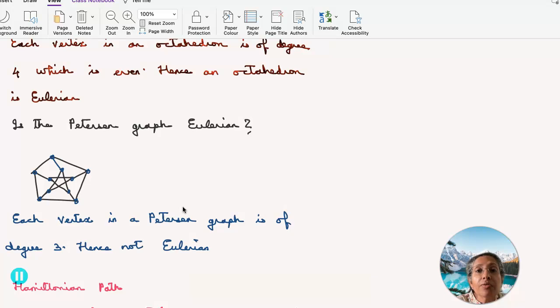So we have learnt briefly about Eulerian graphs, a necessary and sufficient condition for a graph to be Eulerian, and seen a few problems based on that.